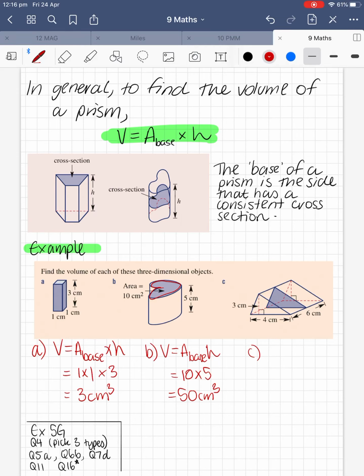Finally, we have a triangular based prism over here on the right. Now we need to calculate ourselves the area of this base. So good thing we know how to find the area of a triangle. So the area of a triangle is a half base times perpendicular height. I'm going to write a capital H there because I don't want to confuse it with my height, little h, of the prism. So that's a half times 4 times 3. So that's the area of the triangular base times 6, the height of the prism. And pop all that in my calculator and I get that the volume of C is 36 meters cubed.